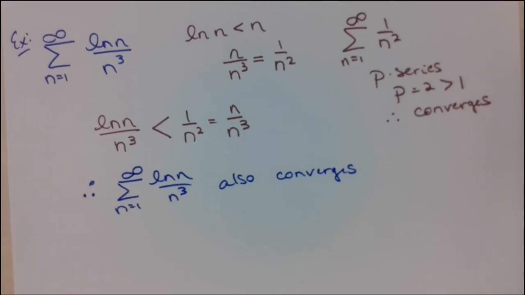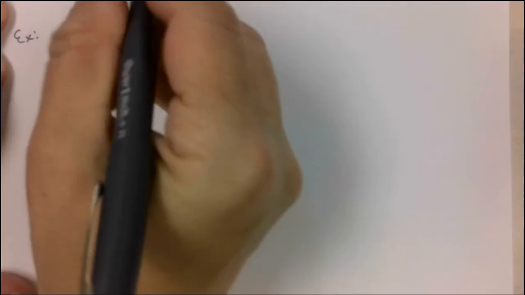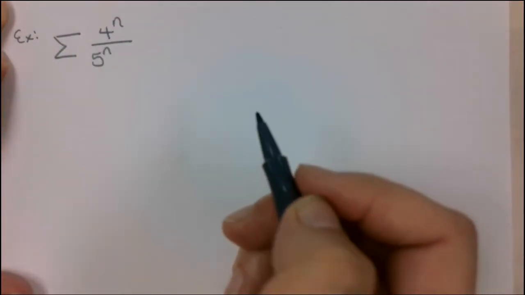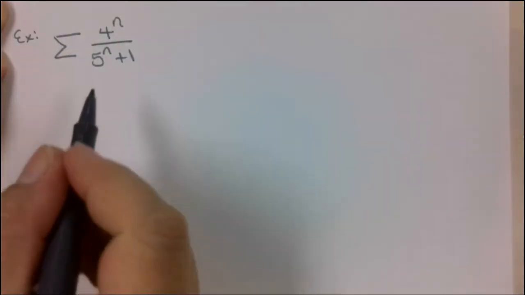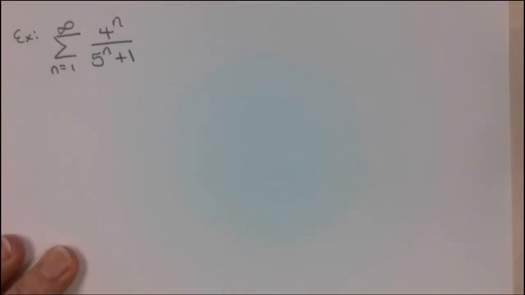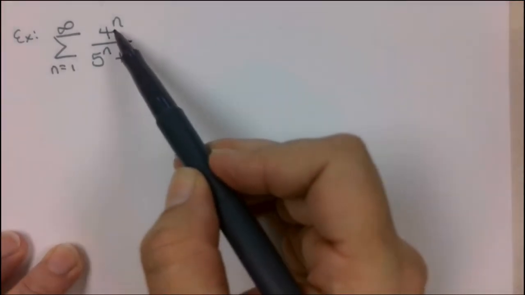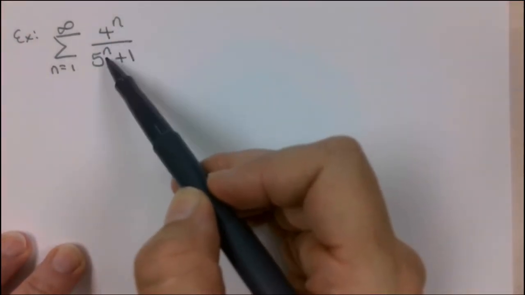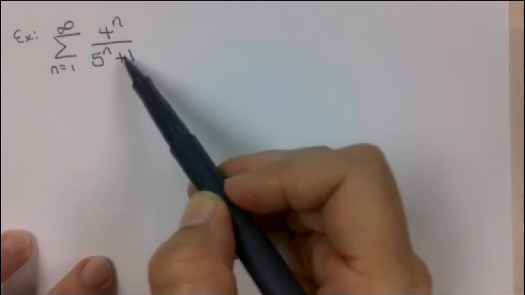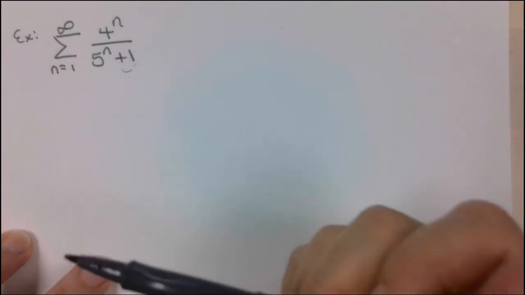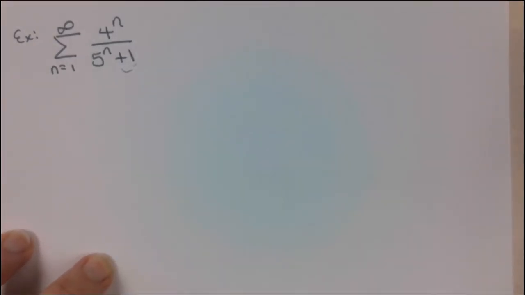Now let's consider an example where we would use a different type of series for our known series. Let's say that I have 4 to the n over 5 to the n plus 1. You can see here that this resembles more of a geometric series, and it's really that plus 1 that's ruining it for us. It's making it not exactly a geometric series.